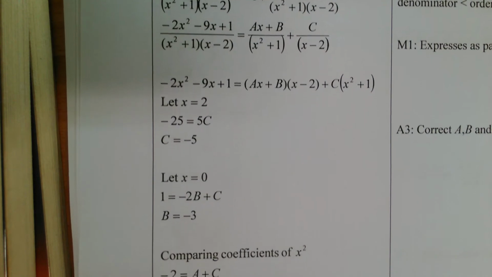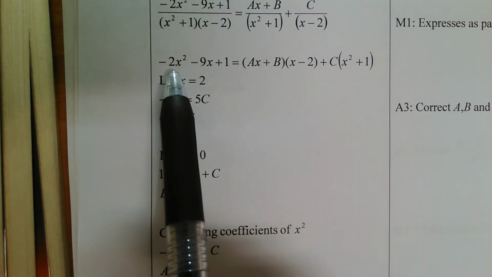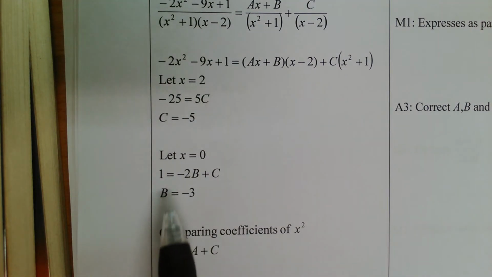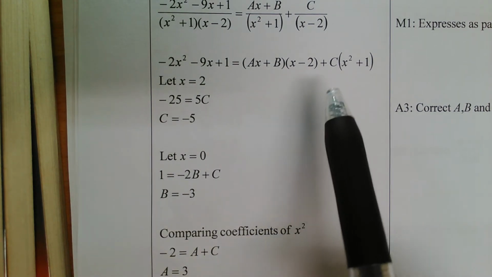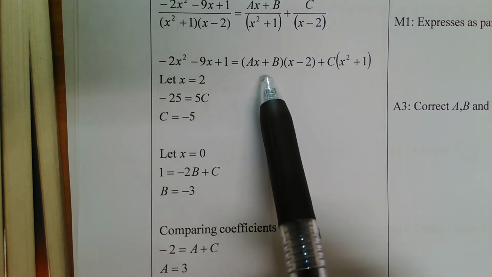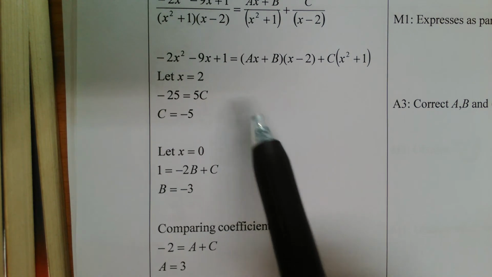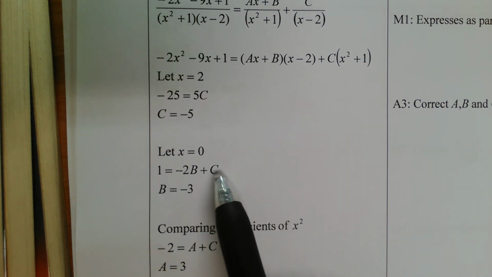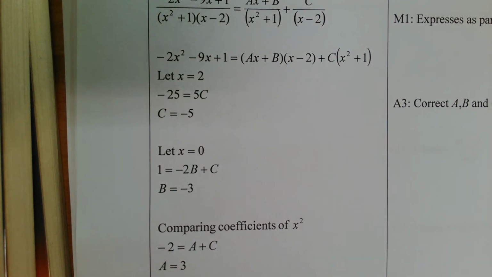Next, we let x be equal to 0. When x equals 0, what we'll get is a 1 on the left hand side, because this is 0, this is 0. A times 0 gives you 0, and 0 minus 2 gives us negative 2 times b, plus c. We already know the value of c from above, so if we just plug it into this equation, we'll get b is equal to negative 3.